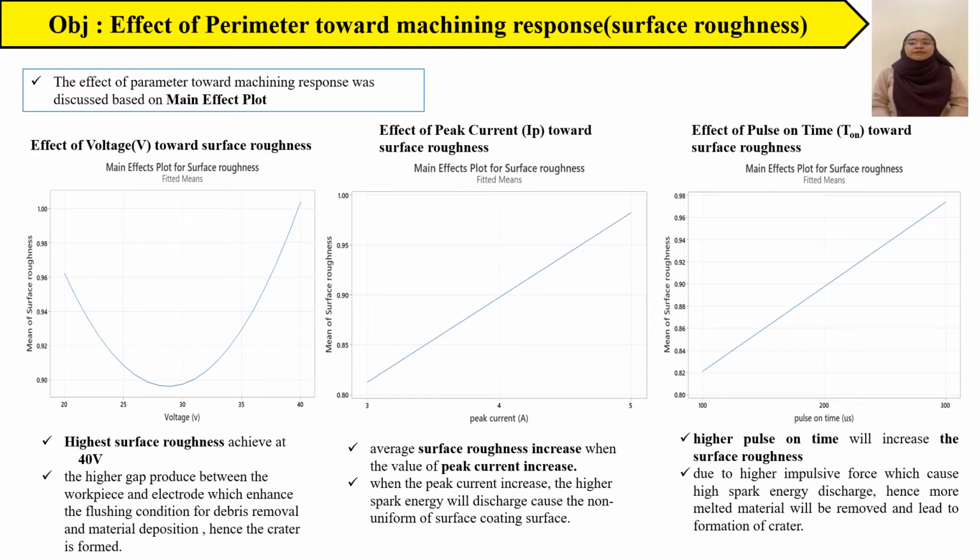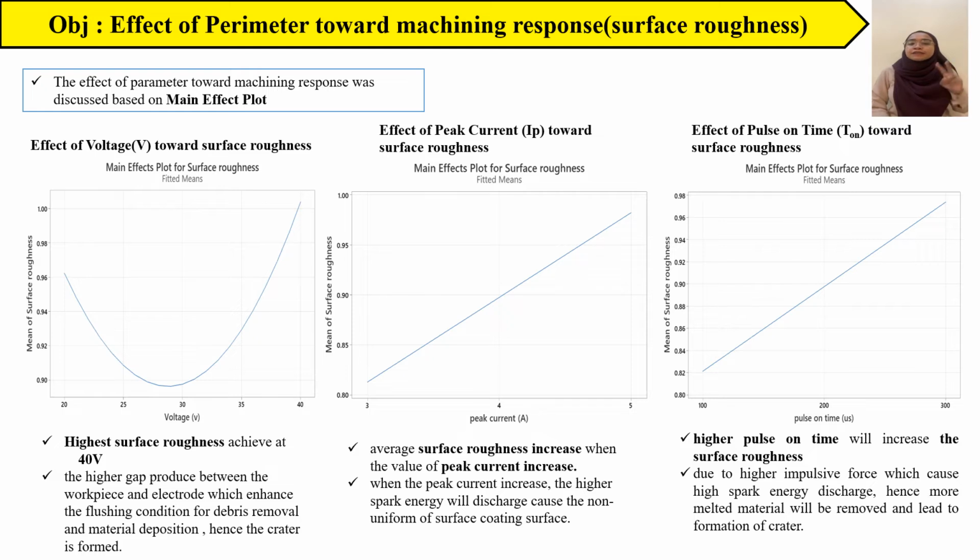Firstly is the effect of voltage toward the surface roughness. The highest surface roughness was achieved at 40 volt. This is because the voltage is able to increase the size of the spark gap between the electrode and workpiece, which will enhance the flushing condition for the removal of debris and material deposition. So, the crater will form and the surface roughness will increase.